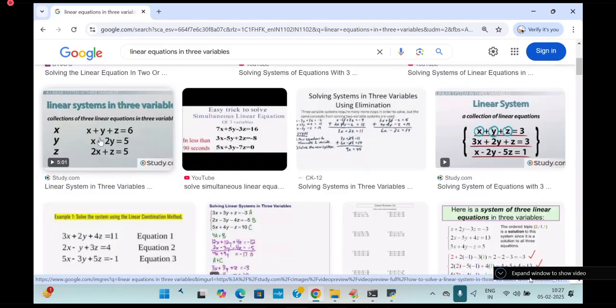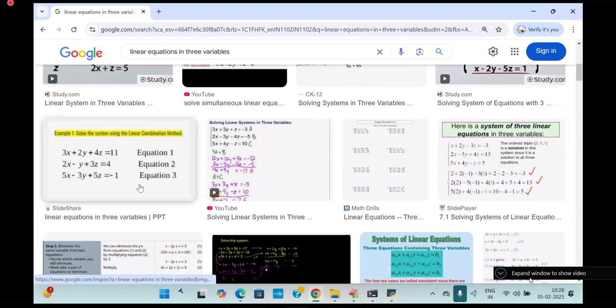X plus y plus z. X plus y is equal to 5. 2x plus z is equal to. So here you do this.